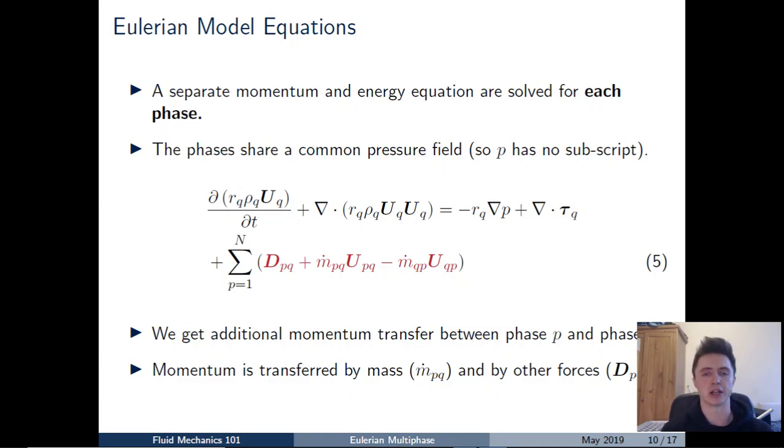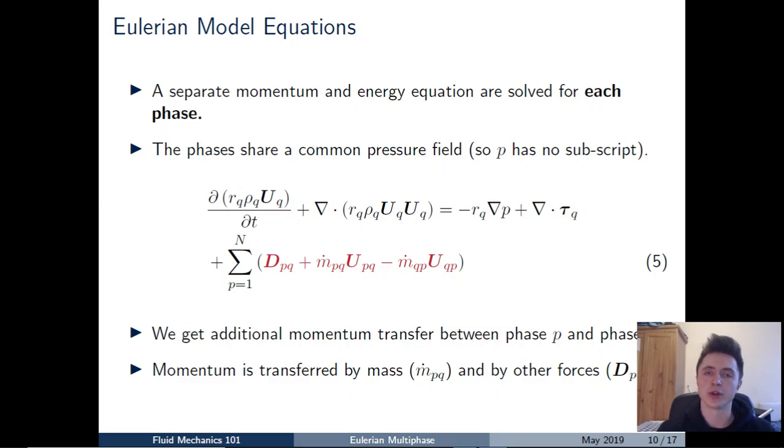Now, one thing you'll notice by looking at equation 5 there is that the pressure P on the right hand side doesn't have a subscript Q. And the reason for that is that the pressure field is shared between all the phases in our system. And the pressure field is one of the ways that we couple the phases together in our solution field. And the other way that we couple the momentum equations together is by the source term on the right hand side there, which is highlighted in red. And this source term represents the momentum transfer between phases, so between the water and the air, for example.